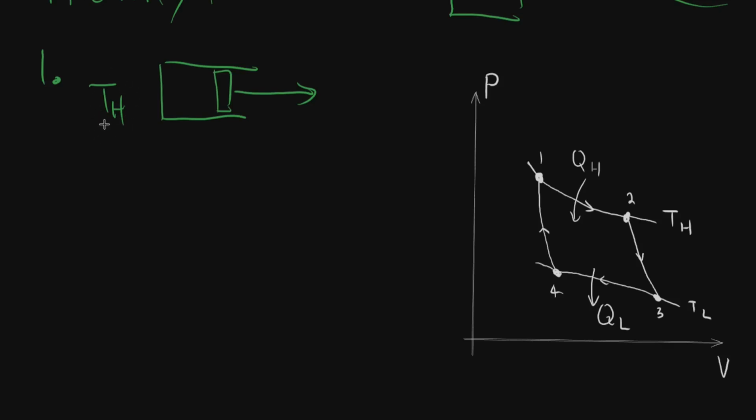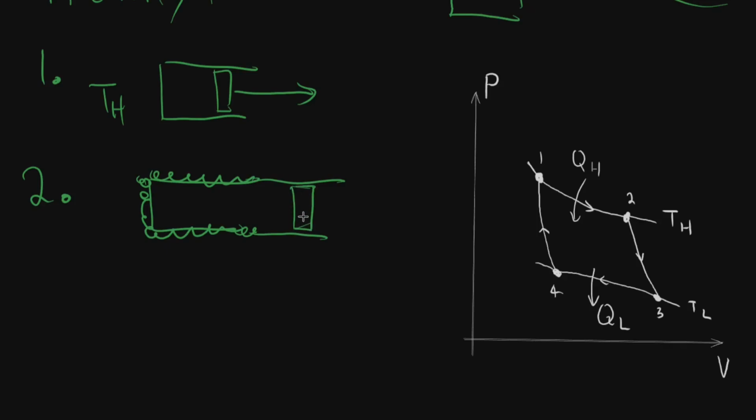And then step 2 is adiabatic, so that means no heat transfer, so I'd insulate this piston, right? And then I'd allow it to expand some more while it cools down until it's at the point where it's at equal pressure, right?